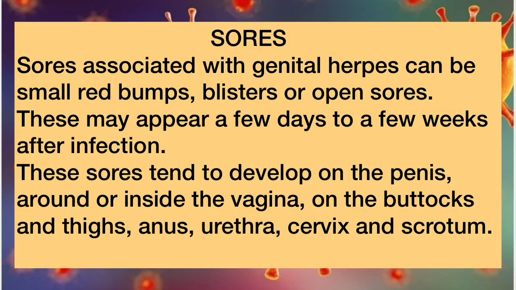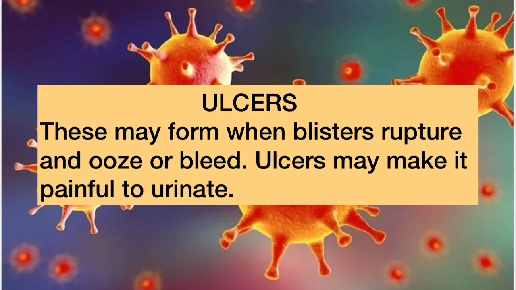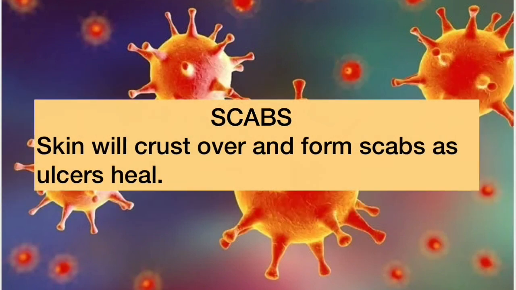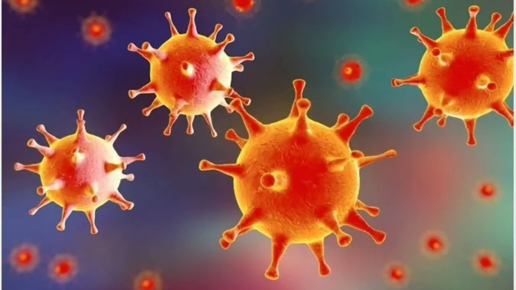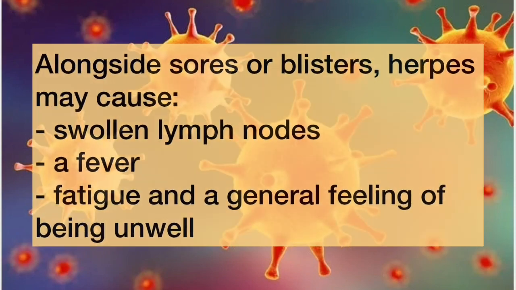Sores associated with genital herpes are open sores. These sores appear a few days to a few weeks after infection. These sores tend to develop on the scrotum. Ulcers may form when blisters rupture and ooze or bleed. Ulcers may make it painful to urinate. Skin will crust over and form scabs as ulcers heal. Alongside sores or blisters, herpes may cause swollen lymph nodes, a fever, fatigue, and a general feeling of being unwell.